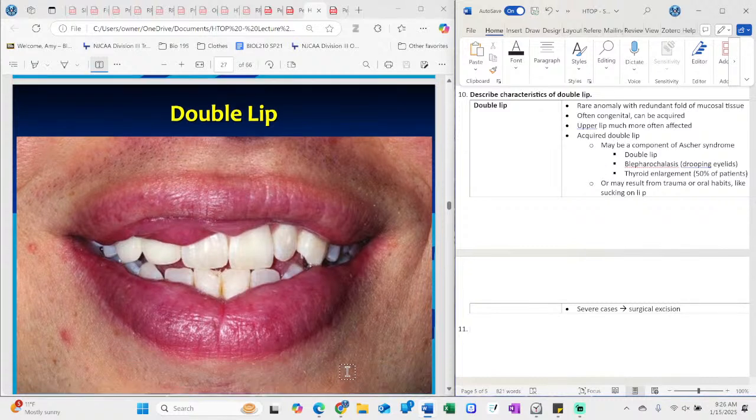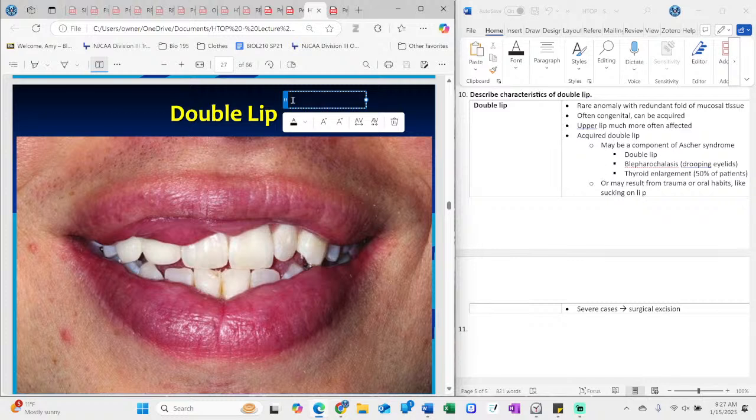So typically when the patient smiles or when the lips are tensed, that's when you will see that redundant fold of tissue. And if the lips are closed, then you may not be able to see it.